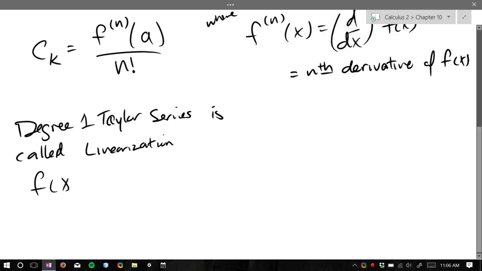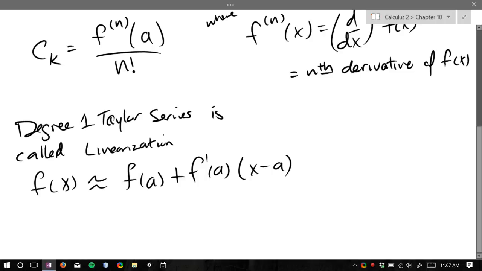And that was f of x. The approximation was f(a) plus f prime of a times (x minus a). So you might remember this. This is a linearization at a. That was way back. I think it was chapter 4, probably. 3.9? Oh, I was really close. We'll round up. So 3.9, linearization.